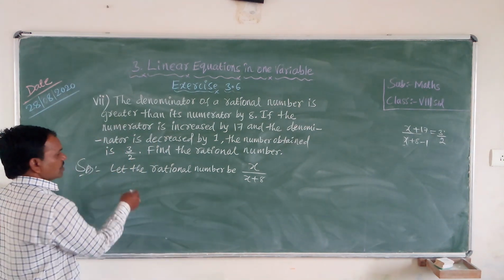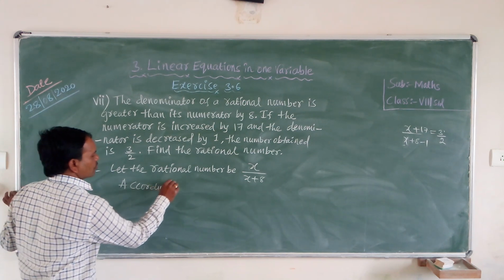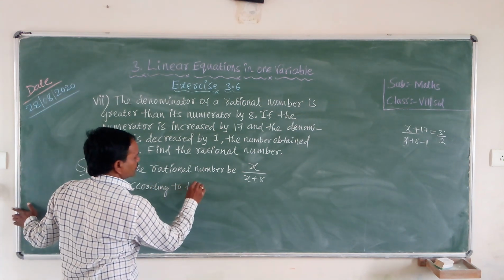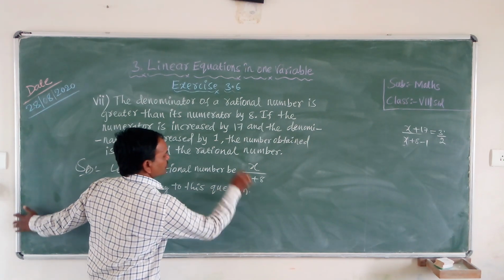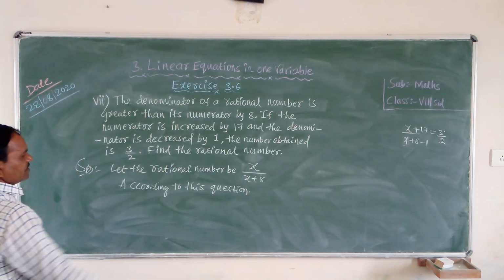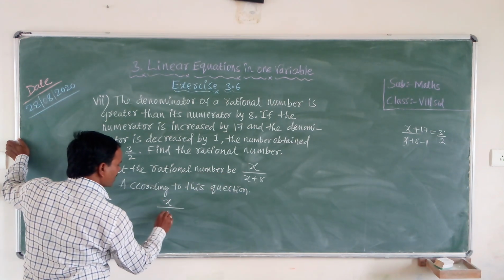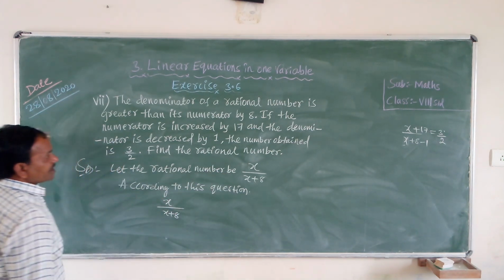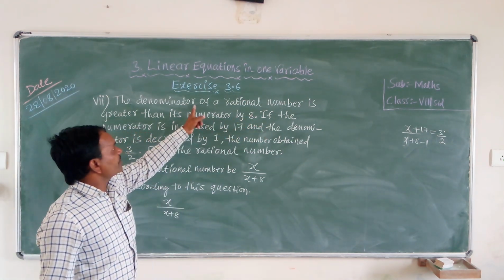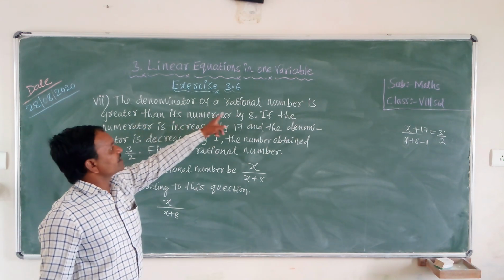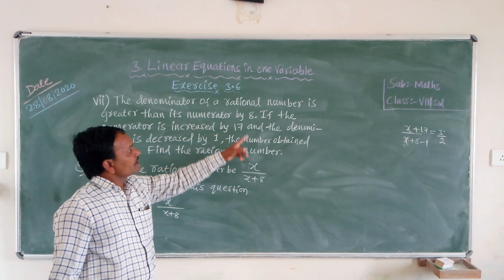So now, according to this question, let the rational number be x divided by x plus 8. Read the question: the denominator should be greater than the numerator by 8. The numerator is x, and the denominator is x plus 8.